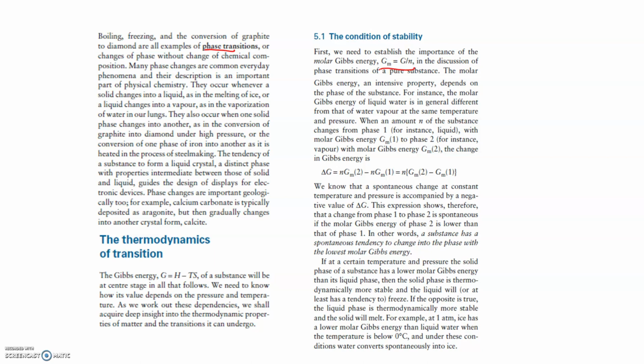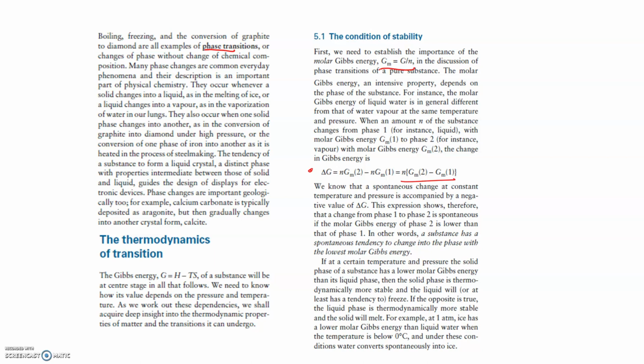When amount n of the substance changes from phase 1, which could be a liquid, with molar Gibbs energy of G sub m1, to phase 2, the vapor, for instance, with a molar Gibbs energy of G sub m2, the change in Gibbs energy is defined as follows, where delta G is going to equal the number of moles of substance times the molar Gibbs energy in the second phase minus the number of moles of substance times the molar Gibbs energy in the first phase. And we can simplify this calculation by pulling the number of moles, n, out to the front and looking at n times the difference between the molar Gibbs energy of the two phases, 2 and 1.